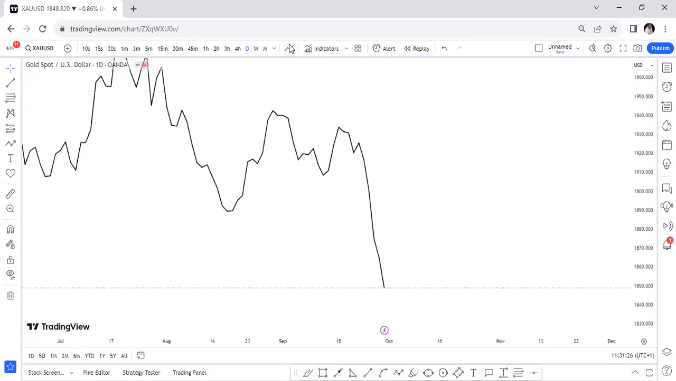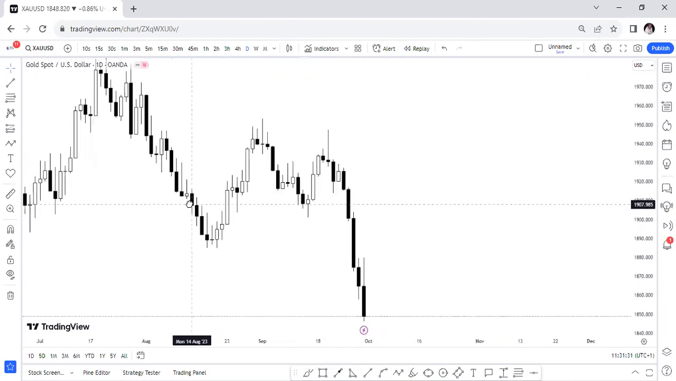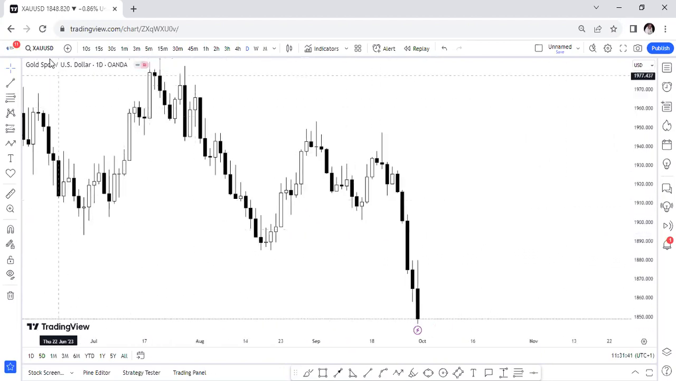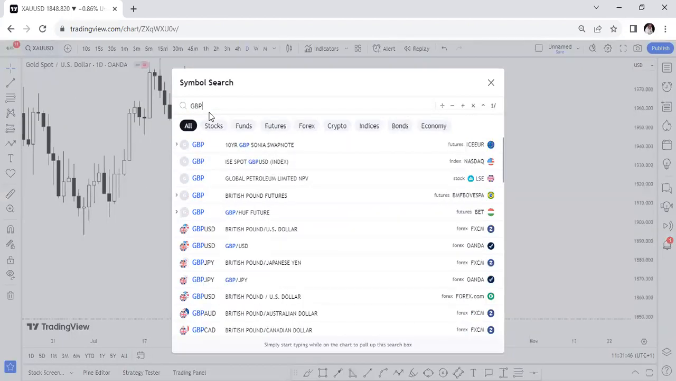Let's change this to candlestick. So here we have an engulfing. This is an engulfing. We can use a triangle, but it is not only this. See, we are doing this.